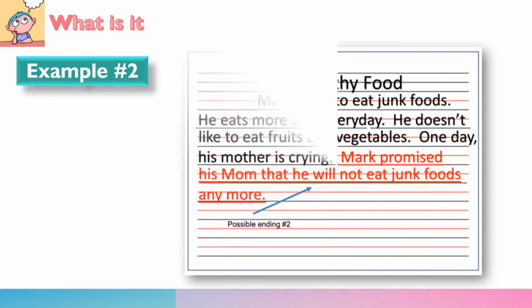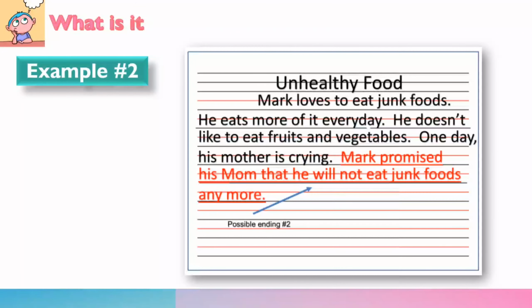Here's the example number 2. Look at the ending of the same story. Unhealthy food. Mark loves to eat junk foods. He eats more of it every day. He doesn't like to eat fruits and vegetables. One day, his mother is crying. Now, look at the ending of the story. Mark promised his mom that he will not eat junk foods anymore.